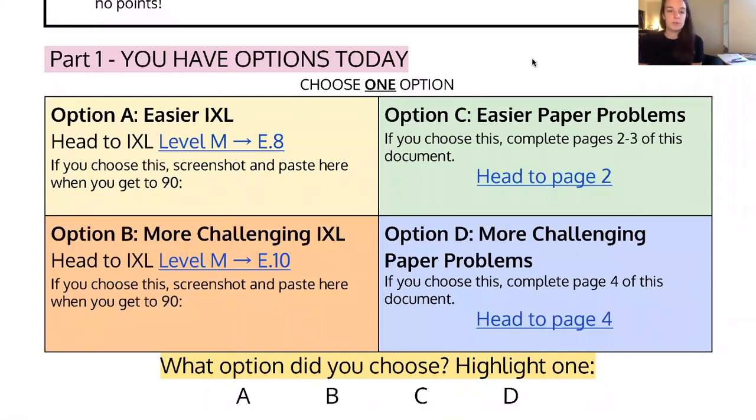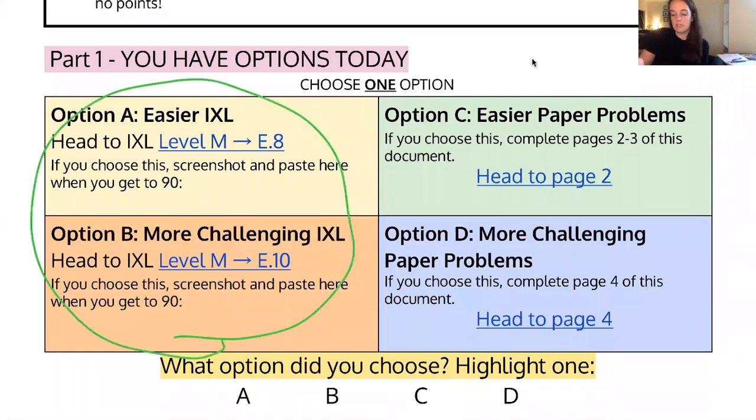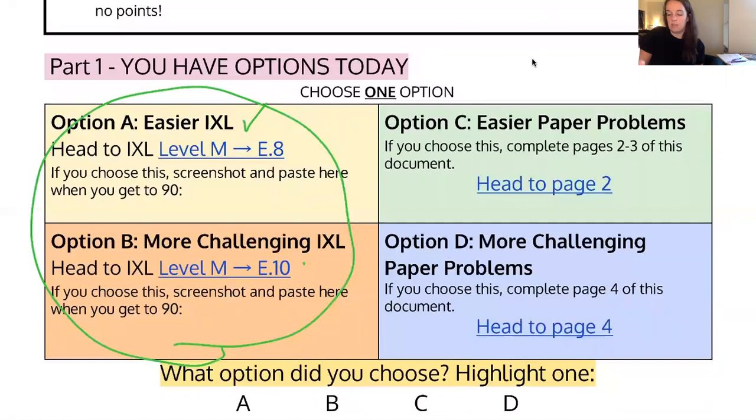If you would prefer to work on IXL, there are 2 options for IXL. One is a little bit easier. It just includes elimination. So just that second method that we learned today. So you can choose the easier IXL. If you would like to use both methods or somewhat more challenging, you can do option B. Both of those are equal. You're going to 9B in both situations.